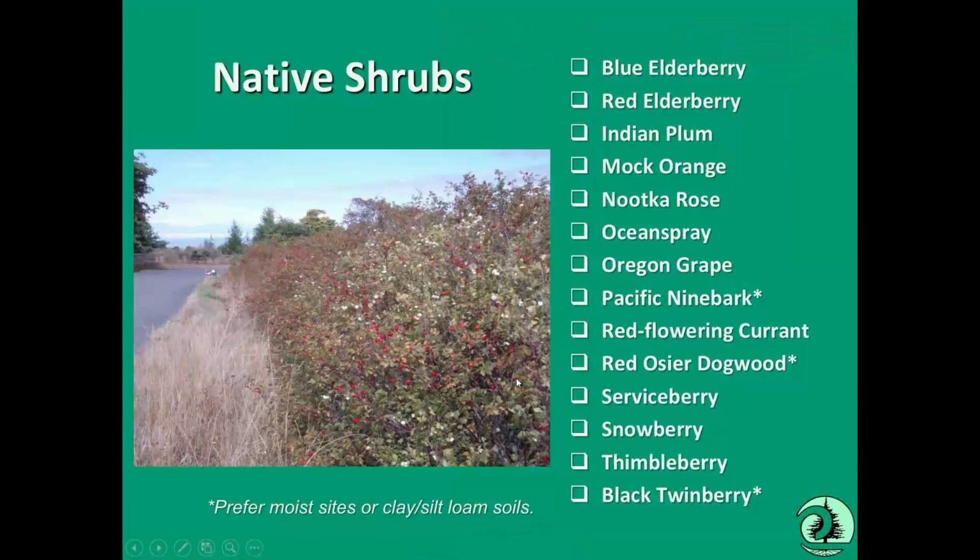All right, so now we're going to move on to some of the native shrubs. This is just a big list of some of the ones that we're going to talk about. And one that I did just want to make a note of, we'll talk about it when we get to that slide as well, is black twinberry, which really likes to have more damp sites and clay or silt loam soils. So there are some of these that we will talk about that have some specific requirements that might not be an option on your farm.